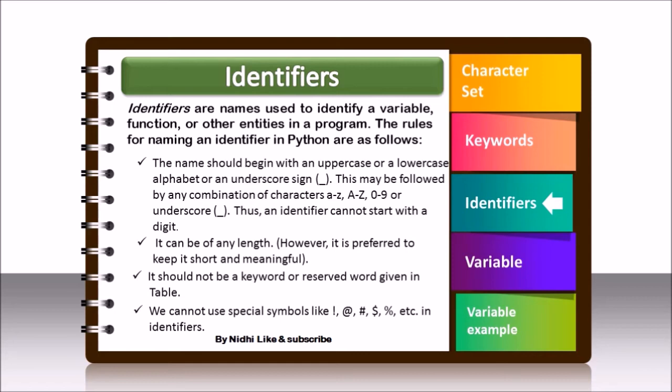First rule is the name should begin with an uppercase or a lowercase alphabet. The meaning of this is that the name of an identifier always starts with an alphabet. It can be either uppercase, that is capital, or lowercase. Or if it is not an alphabet, then it should be an underscore. So if it starts with either an alphabet or an underscore, then it is a valid name. This may be followed by any combination of characters, that is A to Z, small or capital, or a number or an underscore. Thus an identifier cannot start with a digit. If an identifier starts with a digit, then it is an invalid identifier.